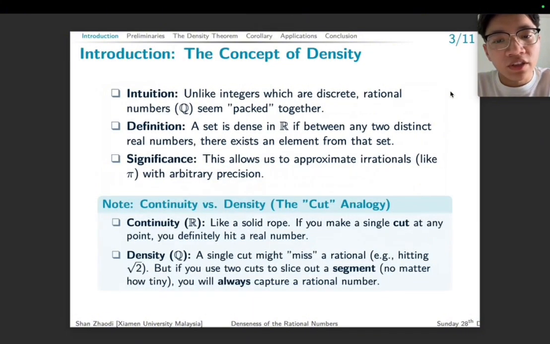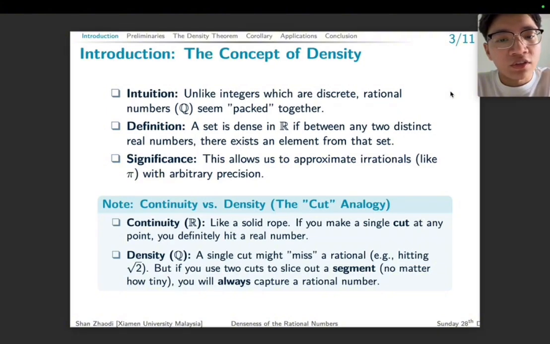Now let's break down the concepts. As we saw, unlike discrete integers, rationals seem to fill the line. Mathematically, a set is dense in R if between any two distinct real numbers there exists an element from the set. Why do we care about these concepts? This property allows us to approximate irrational numbers like pi with arbitrary precision.